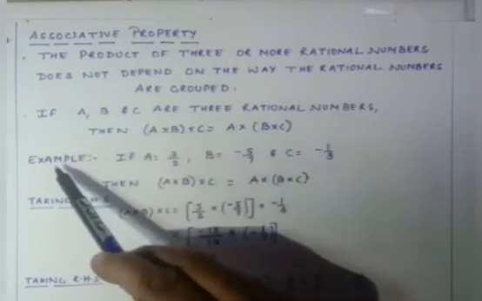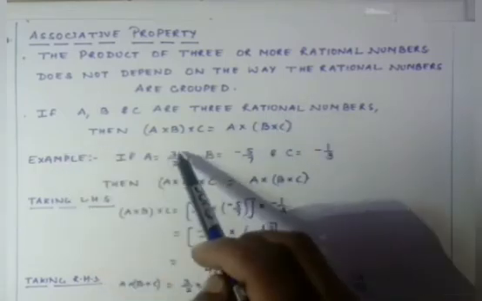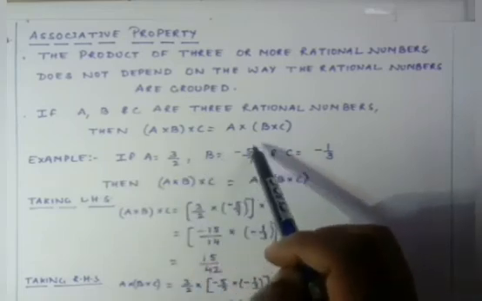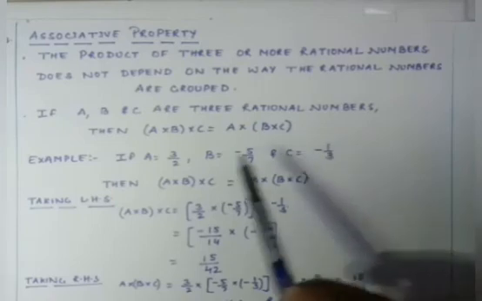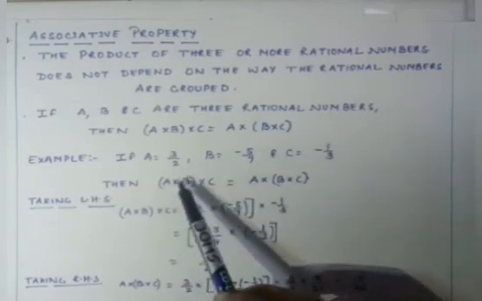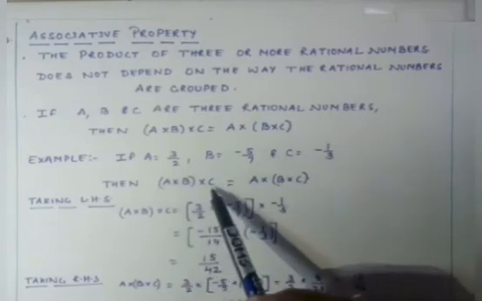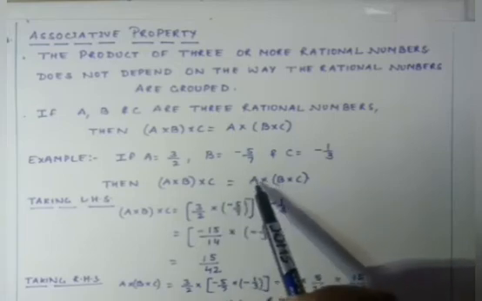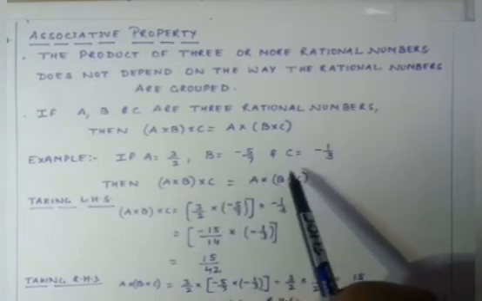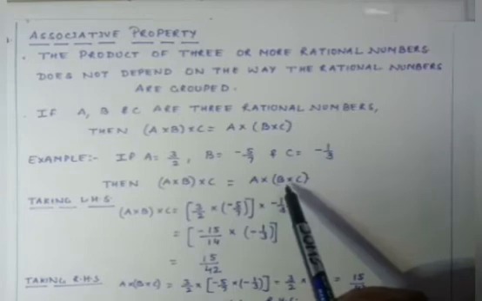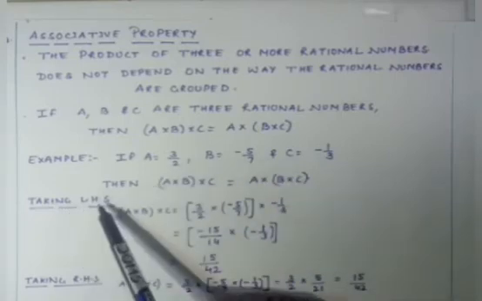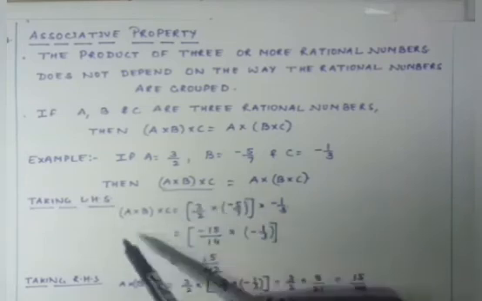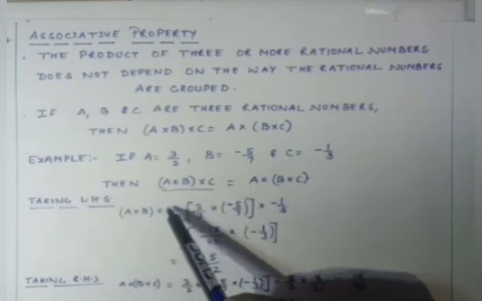Let us see with the help of an example. If a is equal to 3 upon 2, b is equal to minus 5 upon 7 and c is equal to minus 1 upon 3, then according to the property (a into b) in one bracket multiplied by c is equal to a into (b into c) in one bracket. Now if we are going to prove, first I am going to take LHS. What is LHS? This is LHS, (a into b) in one bracket into c.